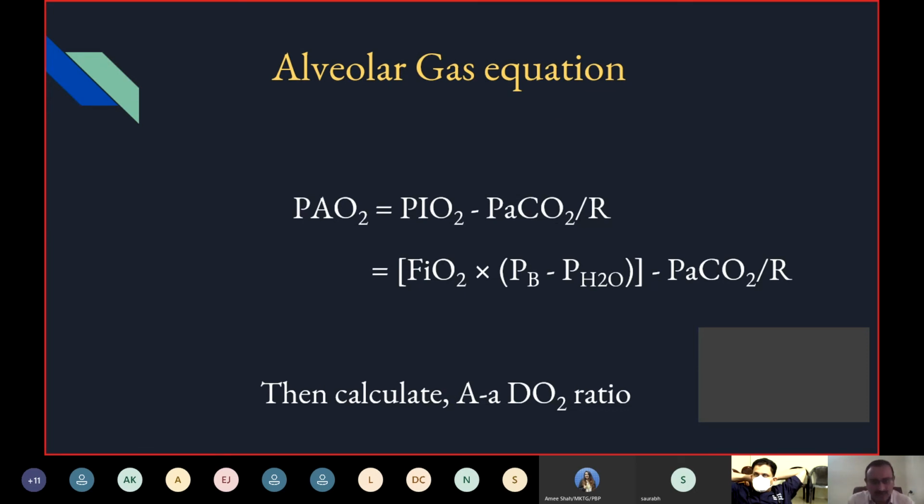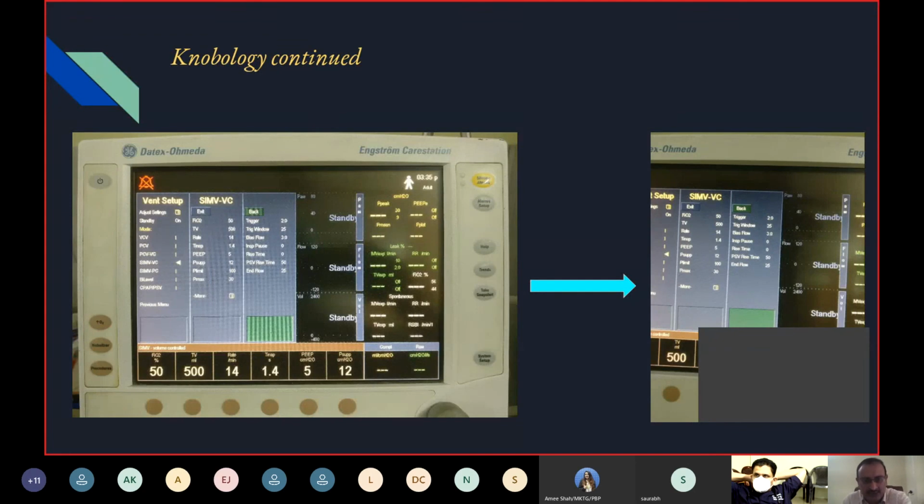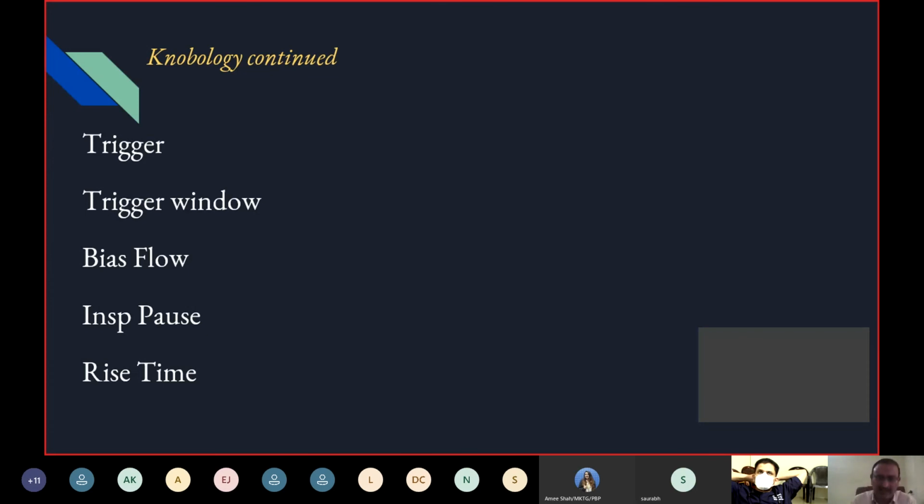Now, continuing with the knobology, I've gone into the next screen. So in the first one, you can see a ventilator setup, SIMV, VC, and the next screen. Don't worry, you cannot make out what is written in that. I've written it down separately. So I've just taken that part, and this is what's there in that. Now, this is for this ventilator, but more or less the things are the same in different ventilators. Some of them might not have all, some of them might have 1 or 2 extra things, but the main things are there.